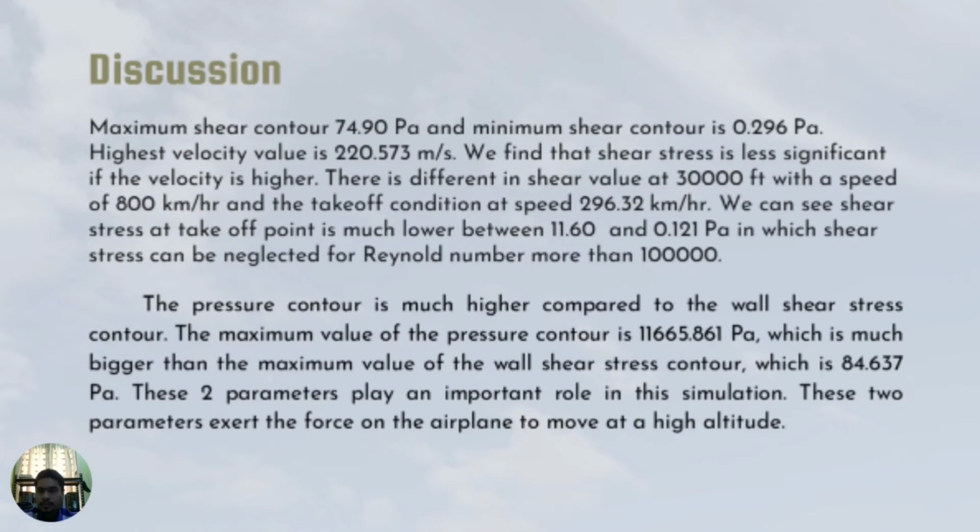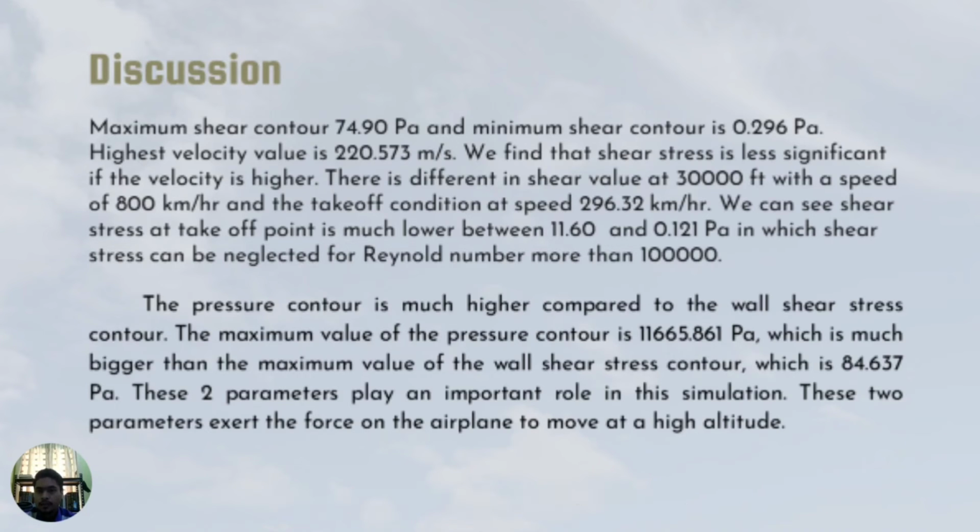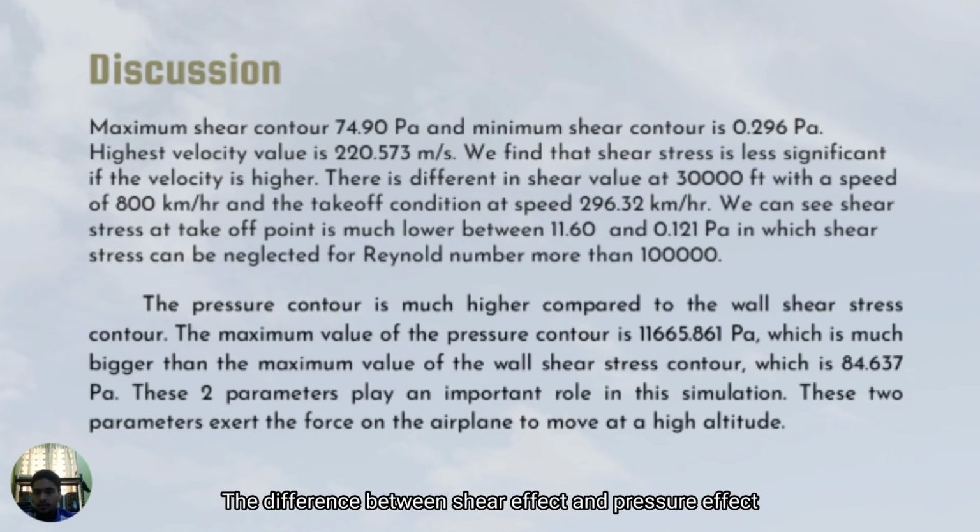For the discussion, there is the presence of turbulent wake at the end of the streamline as the flow is turbulent, which we can see from the figure of velocity streamline. The difference in shear at 30,000 feet and 800 km per hour and during takeoff shows us the significance of lift analysis, where shear effect can be neglected if the Reynolds number is above 10,000. The difference between shear effect and pressure effect is that pressure plays the major role for the lift force.